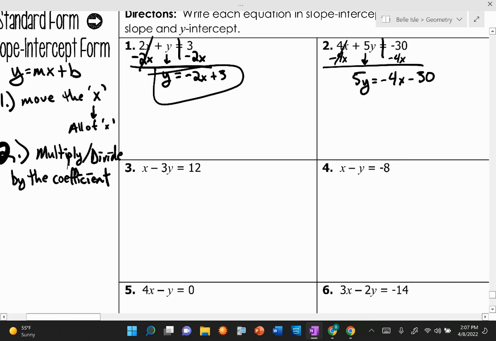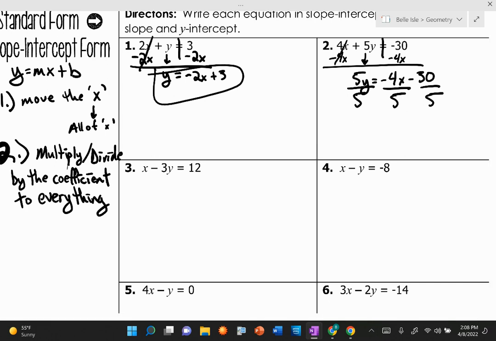So that means on number 2, what are we dividing by? Where are you dividing 5 to? To everything. I'm going to divide that by 5 and that by 5. The 5 divided by 5 is going to cancel out and give you y. Negative 4 divided by 5 is what? Negative 4 over 5, still with the x attached to it. And then negative 30 divided by 5 is a negative 6.